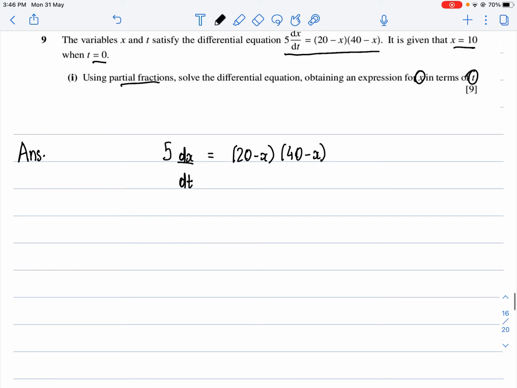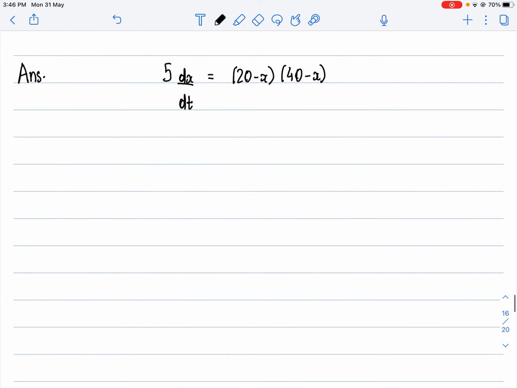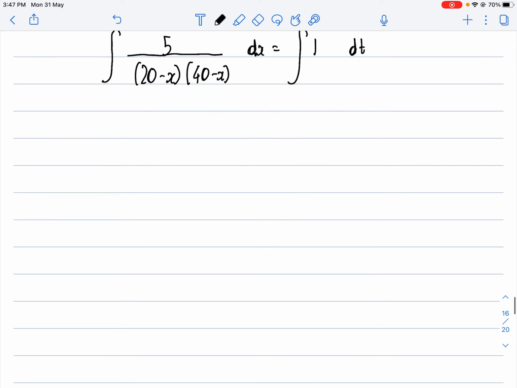So what we basically need to do here is first get it into variable separable form, where we write the x's together, which is 5 over (20 minus x) into (40 minus x) dx, which is equal to 1 into dt. Obviously, because it's just dt, I know, but just write it 1 into dt. Now I can simply integrate both sides.